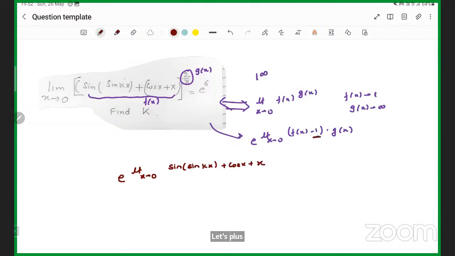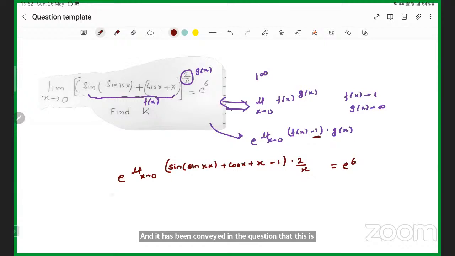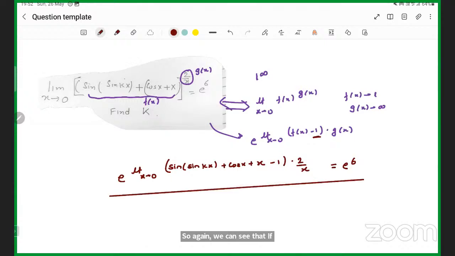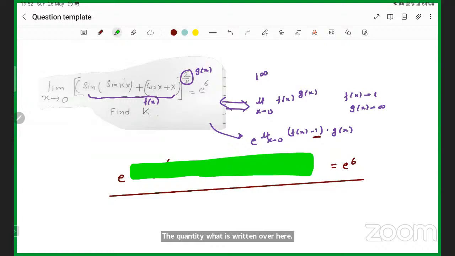Then you can see that minus 1 is there, so we should have minus 1 here, and then multiplied by g(x), which is 2 by x. And it has been conveyed in the question that this is equal to e to the power 6. So if you see just left and right, clearly this quantity should be equal to 6, isn't it? The quantity written over here should be equal to 6.